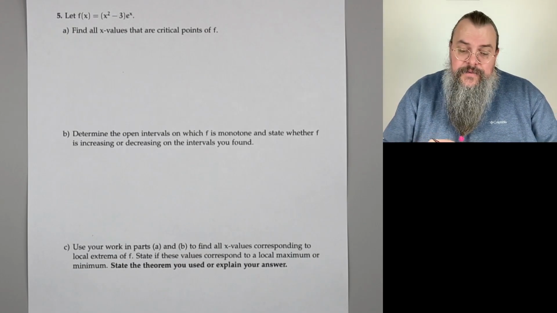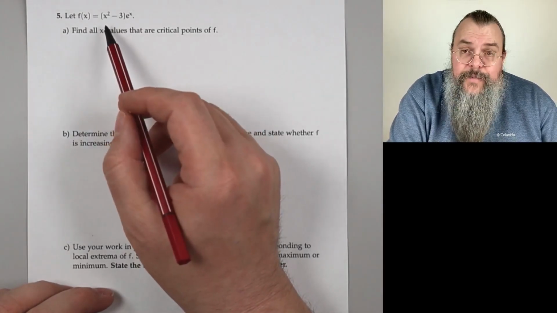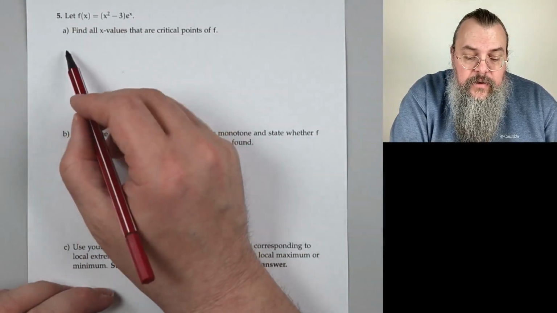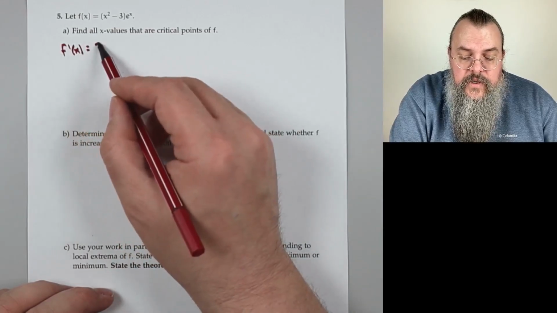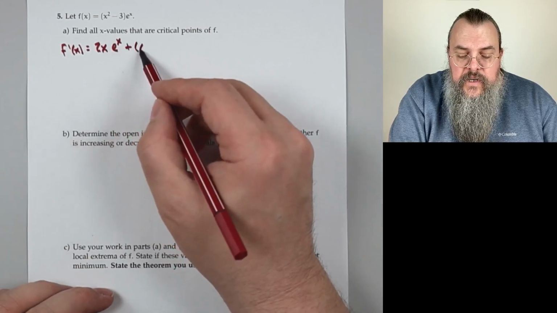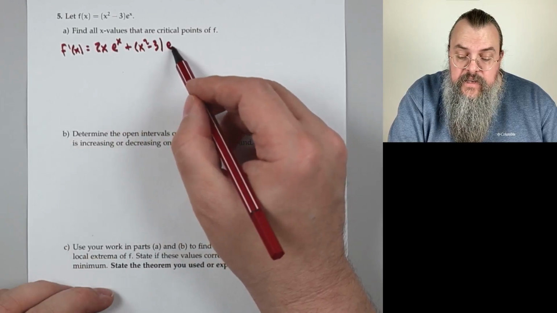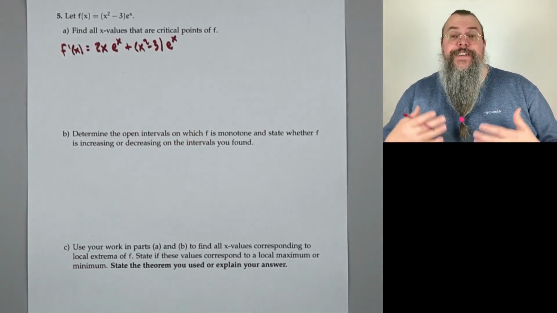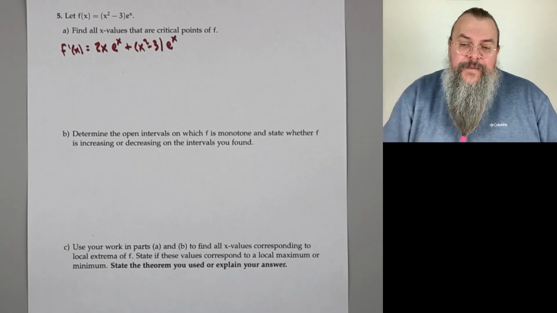So we're going to take our derivative. All right, product rule, because we have x squared minus 3 times e to the x, two functions multiplying together. So f prime of x is the derivative of the first, 2x, times the second, plus the first, x squared minus 3, times the derivative of the second. And the derivative of e to the x is e to the x. Sometimes it makes you feel like, wait, did we really take a derivative there? Yes, we did. It just so happens it looks very much like what we started with.